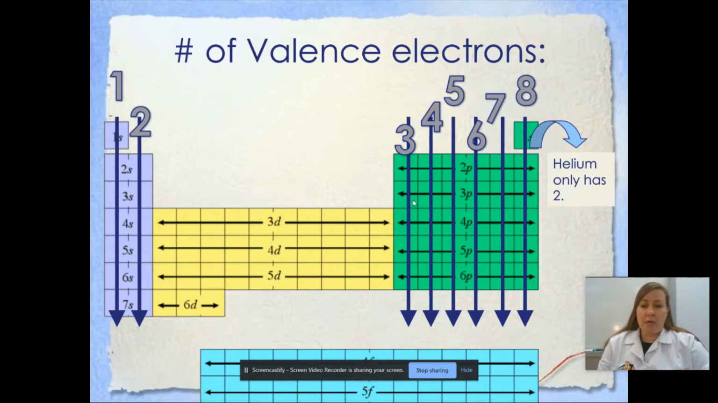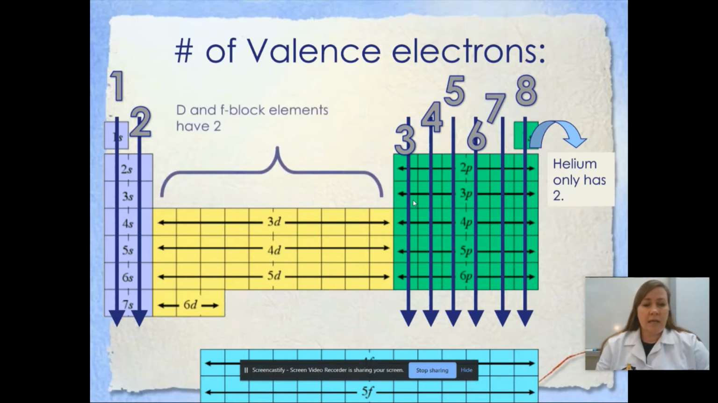And so helium is grouped with the noble gases because it behaves like one, because it has the maximum number of valence electrons that it could hold in that outer energy level. And then these guys, the D and F block elements, have 2 valence electrons. That includes these guys down here. Let's see. Yeah, hopefully you can see that arrow.